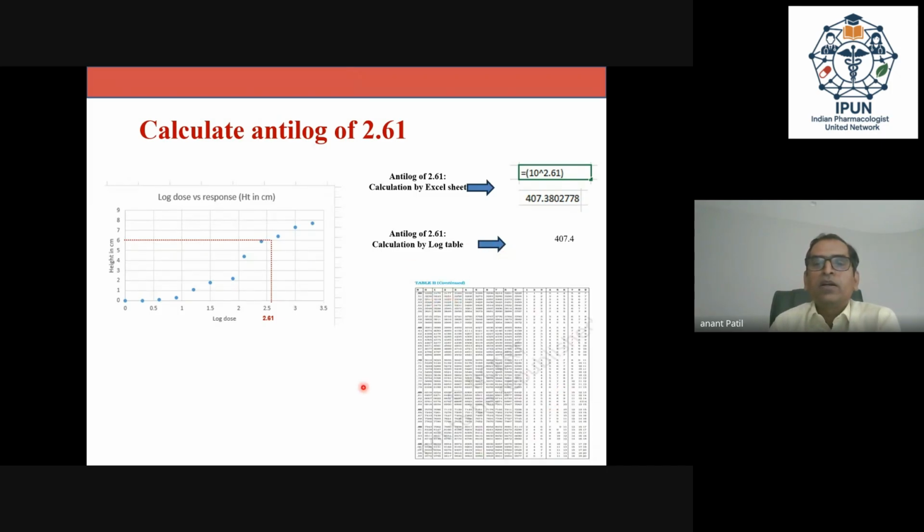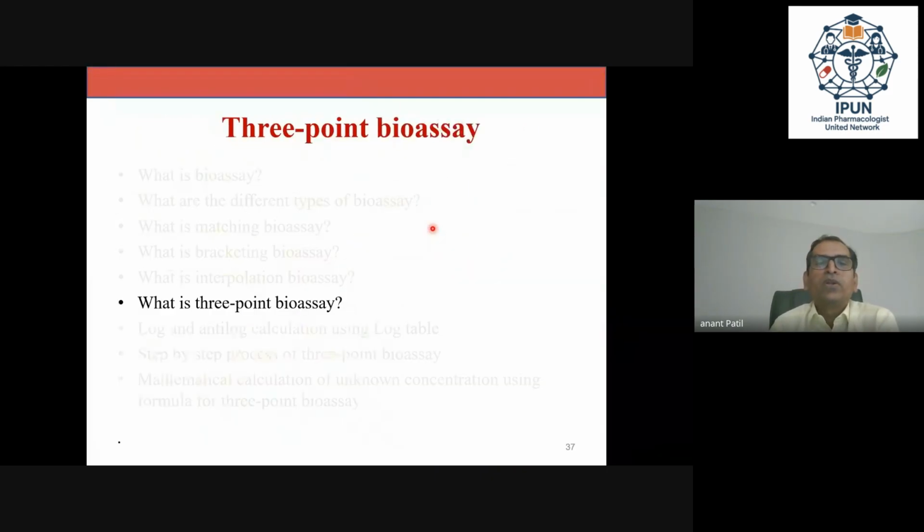So this is the anti-log table. My next exercise is to tell you how to look for the log and anti-log. So you can see here, 407.4, the anti-log is coming here. 2.61, because 61 is here, and the value is 407.4. But don't bother looking at the log table right now. I will take you step by step how to look up the anti-log of 2.61. So that was about the interpolation assay.